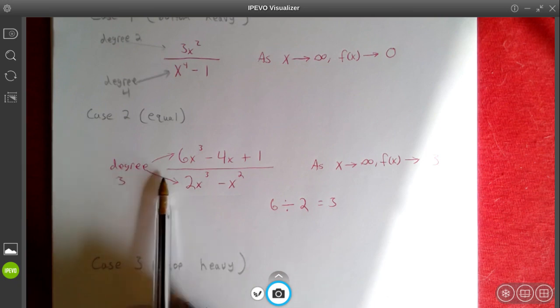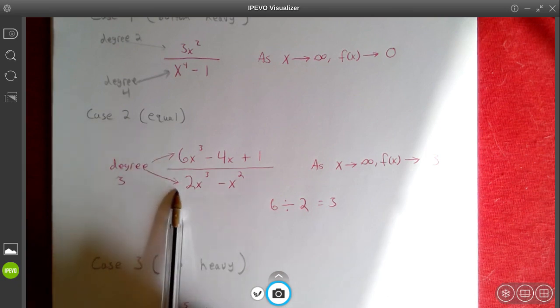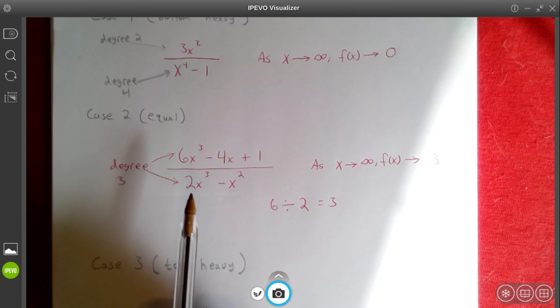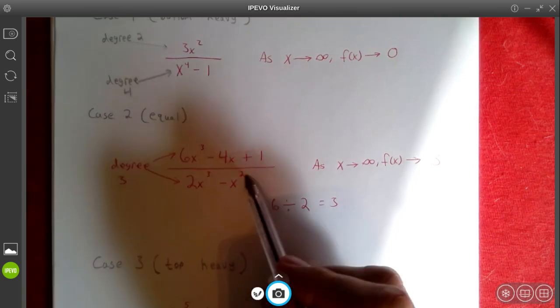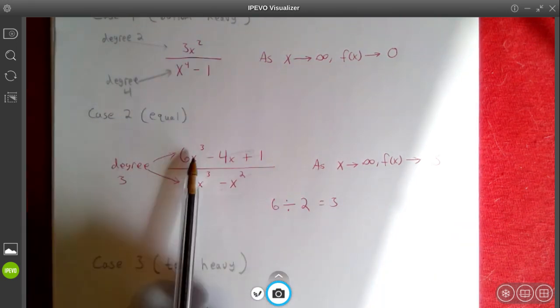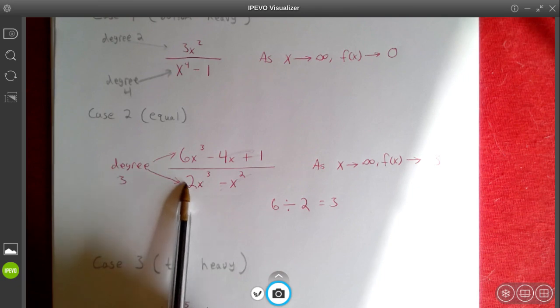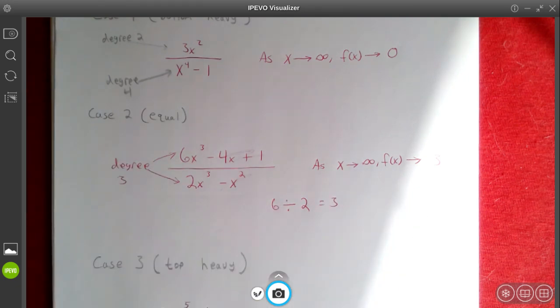So what you do in this case, whenever the degrees are equal, is you take the leading coefficients. Again, these other parts don't really matter too much. But you take these leading coefficients and you just divide those numbers. That's how you tell what the end behavior is going to look like.